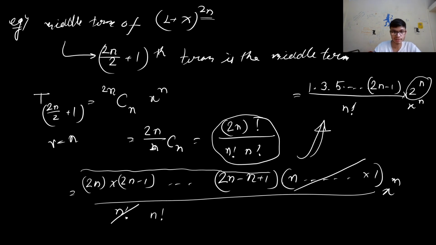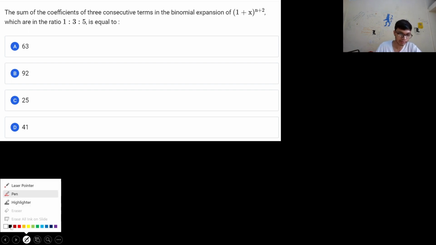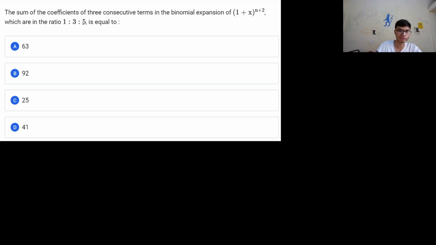Okay, so with this let me solve some simple examples. I wanted to take up previous year questions again. So this is again a previous year question, and it talks about coefficients only. It talks about the sum of the coefficients of three consecutive terms in the binomial expansion of this particular expansion, that is (1 plus x) to the power n plus 2.